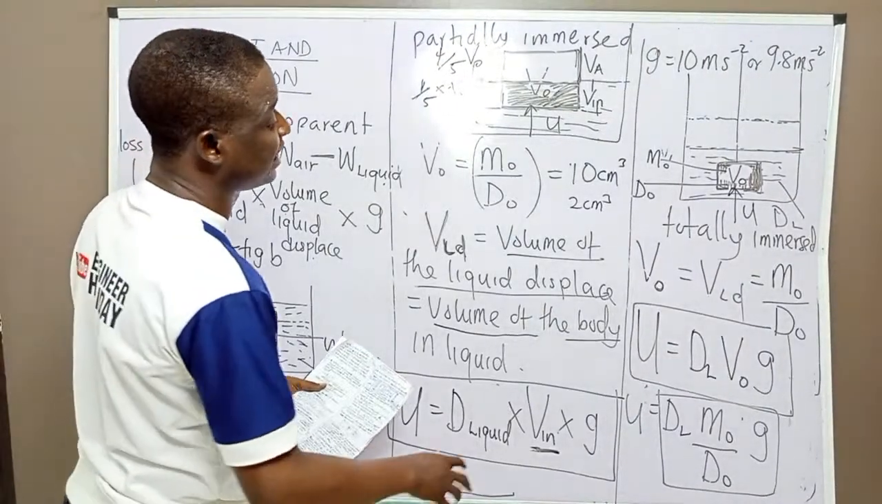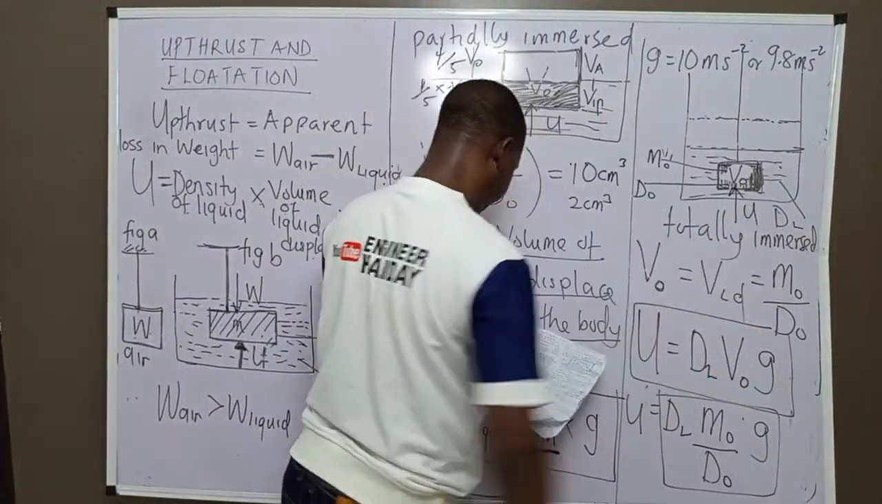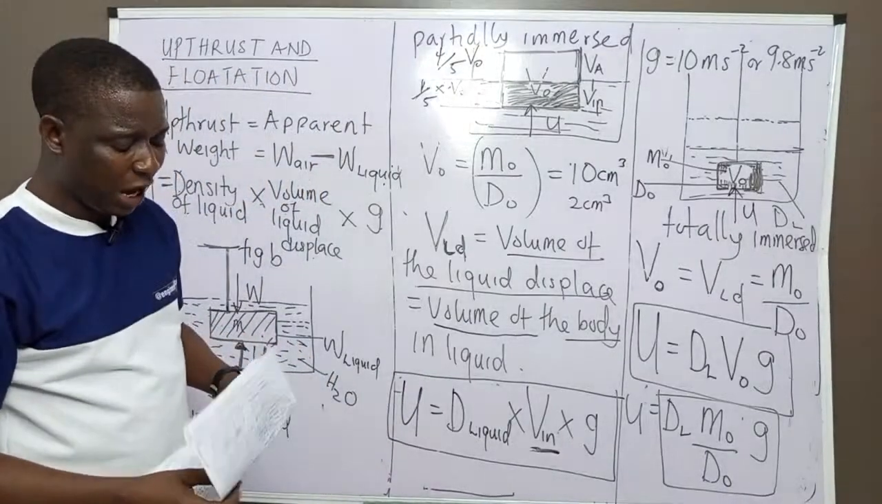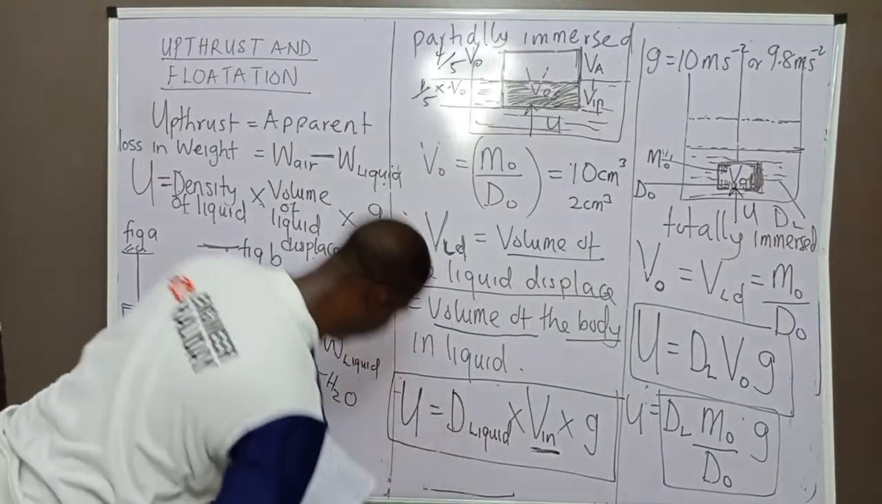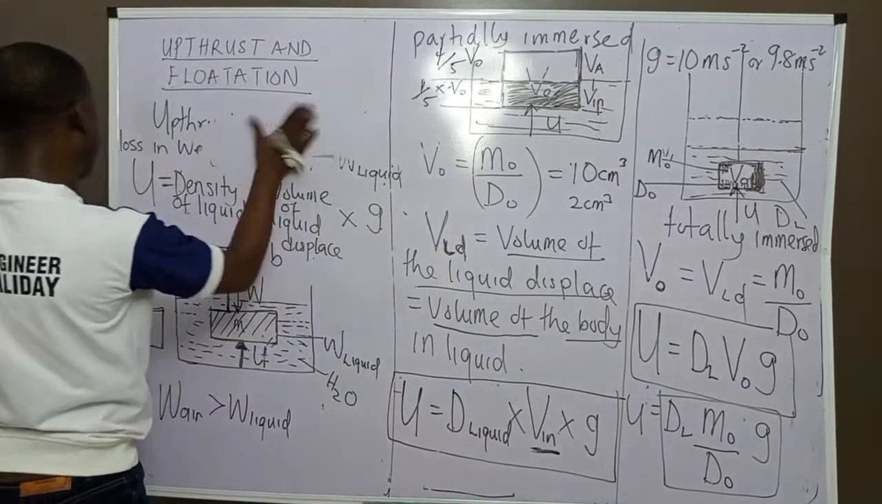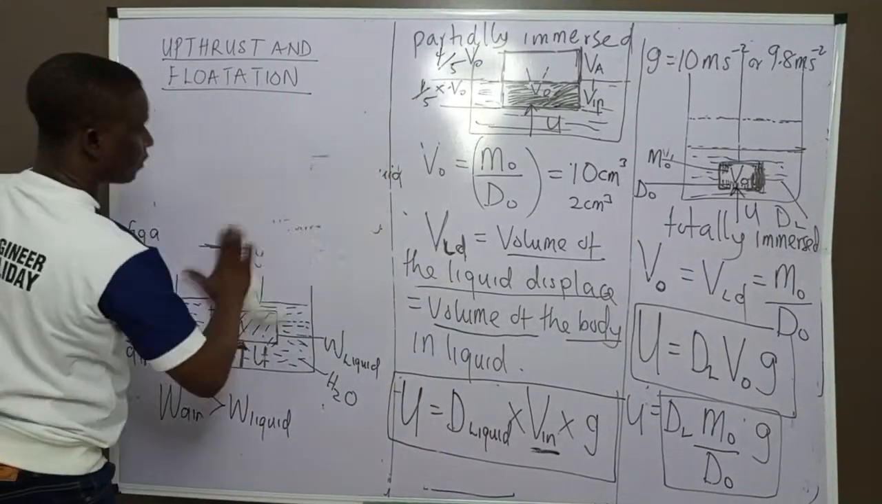According to Archimedes' principle, everything that we have said is correct. So we now go to what we call the flotation principle, which is the last thing for today. Flotation. That's where we are going to end the topic for today.